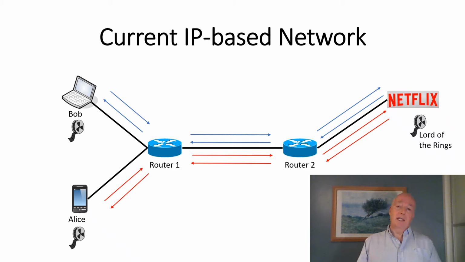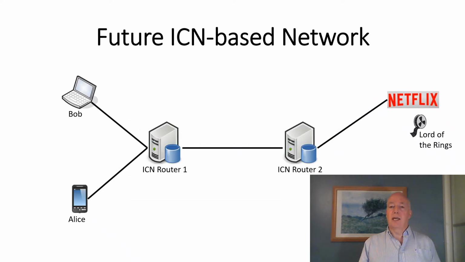To alleviate this, there's an architecture called ICN, Information-Centric Networking, which involves a simple modification to routers, which includes adding storage to each router. Let's look at this scenario using the ICN-based network.